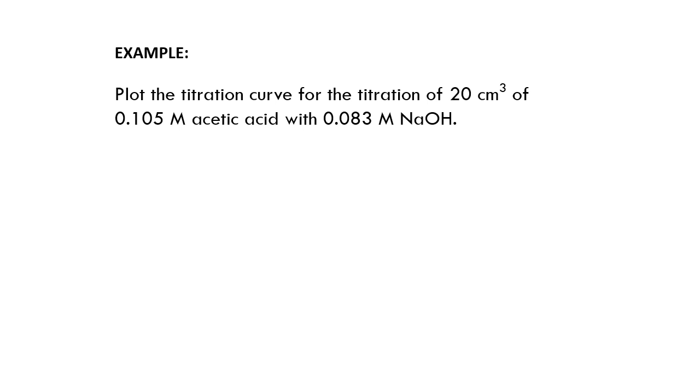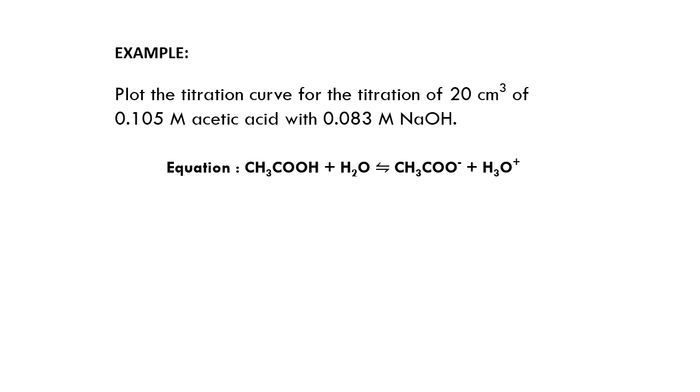So in this example, we are asked to plot the titration curve for the titration of 20 cm³ of 0.105 molar acetic acid with 0.083 molar sodium hydroxide. So acetic acid, an organic acid, is a weak acid and sodium hydroxide is a strong base.